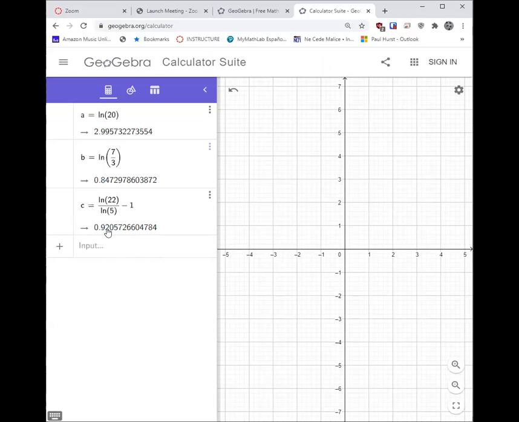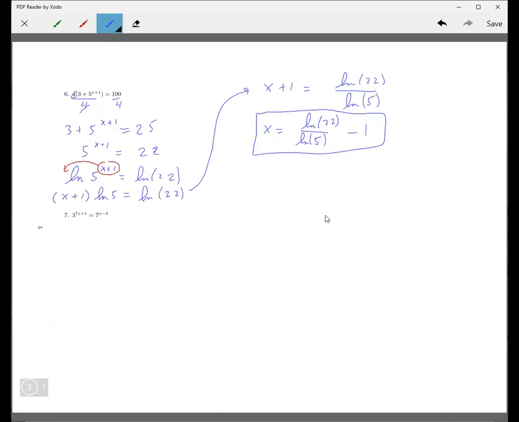That would be 0.92057, and this 2 gets rounded up to 3. So 0.920573 is going to be the answer there. Okay, again, that's from GeoGebra.